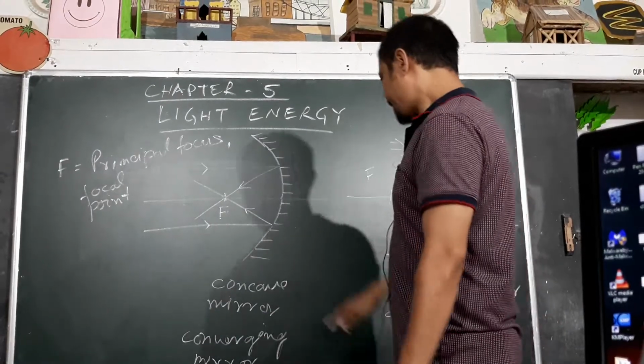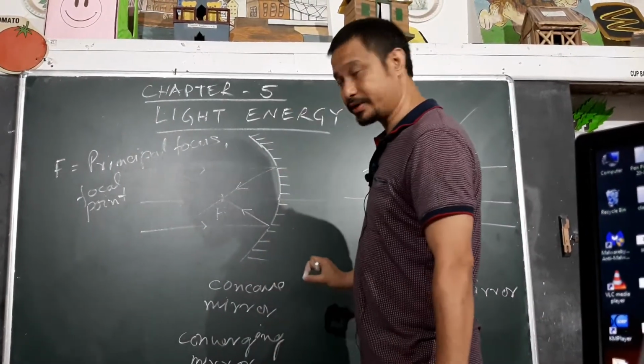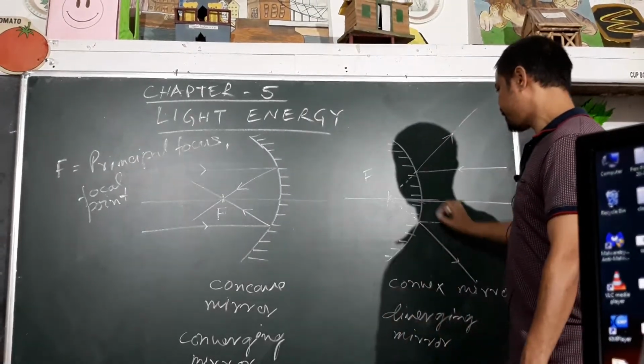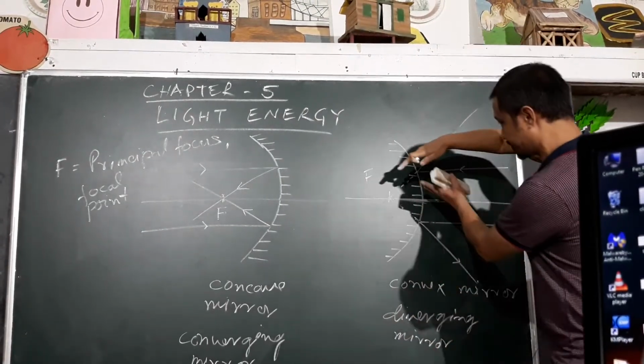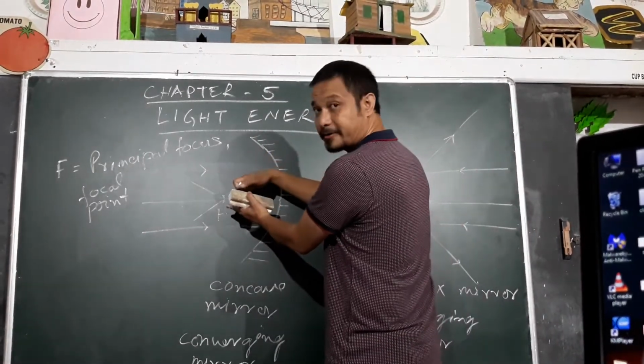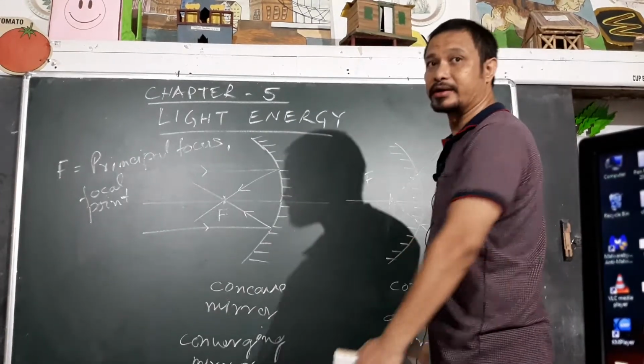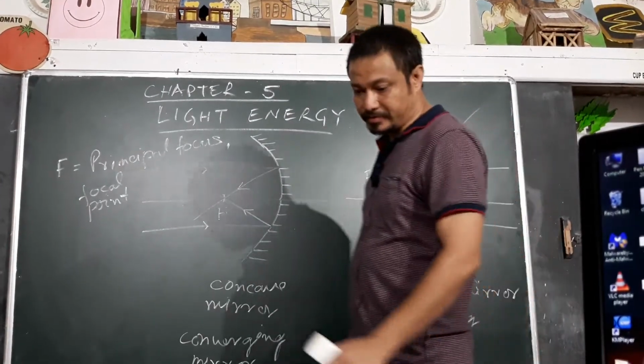So, this is why a concave mirror is called a converging mirror, because all the rays converge at a point. And this is why a convex mirror is called a diverging mirror, because you can see the rays are going apart. As I told you, you converge for the assembly, and after the assembly is over, you diverge towards your classes, right?